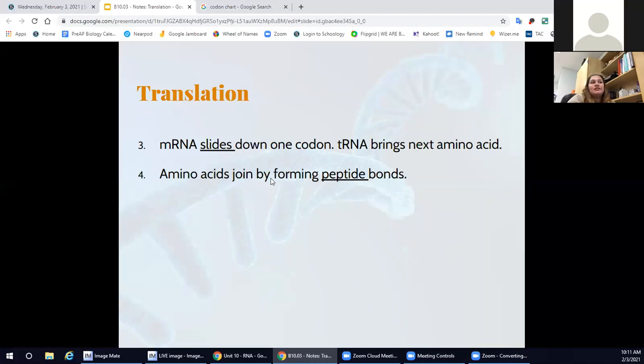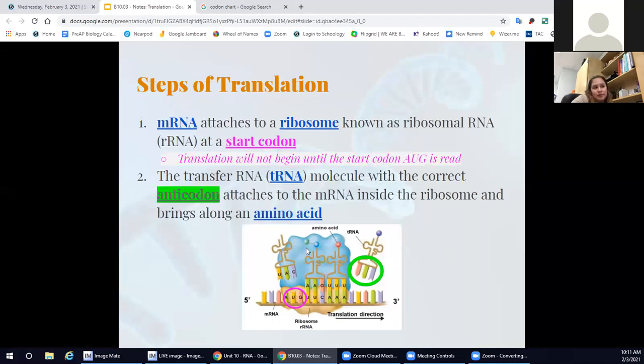Amino acids are going to join by forming peptide bonds, and that's what's in that picture right here. Connecting the amino acids, you see a straight line. That's the peptide bond.